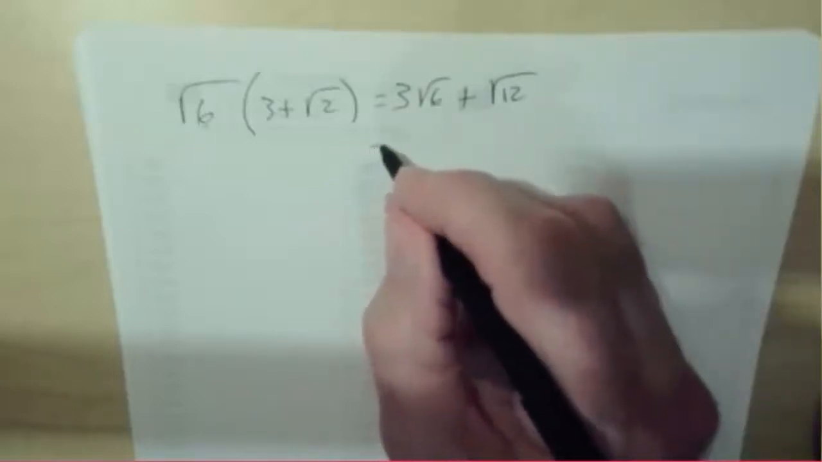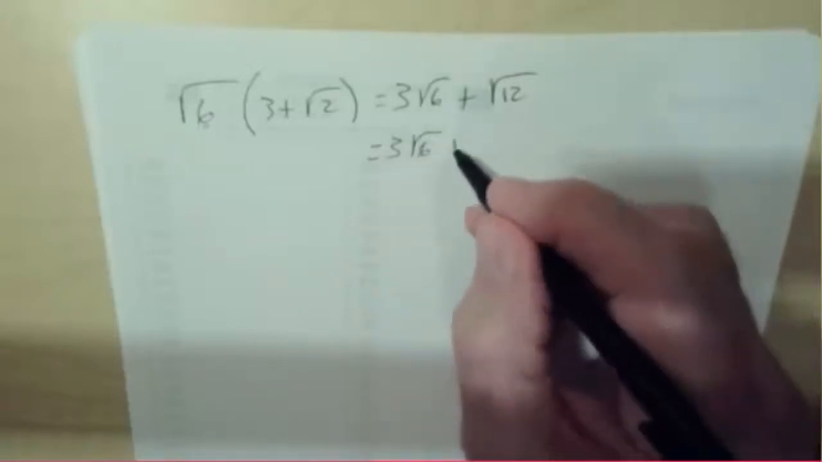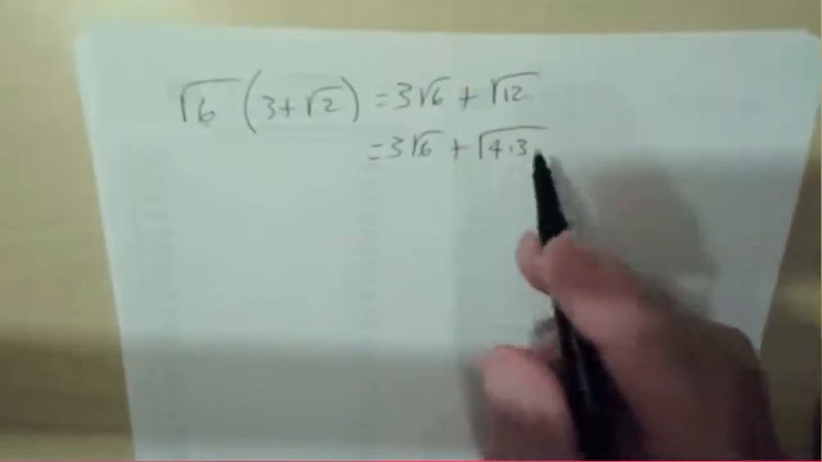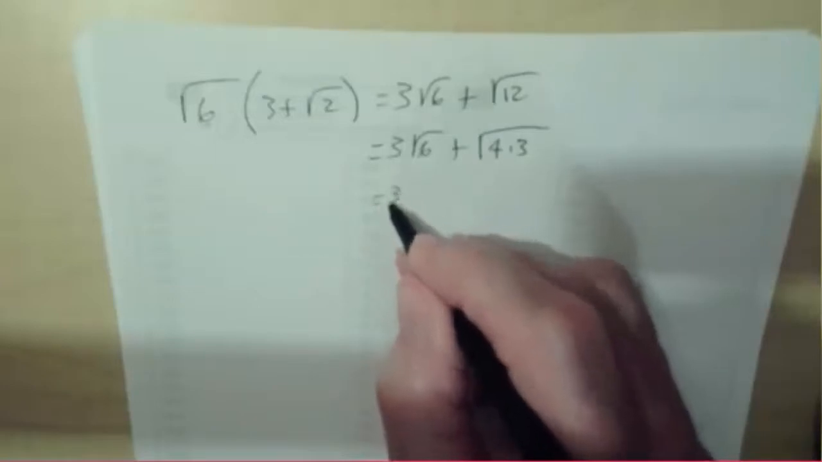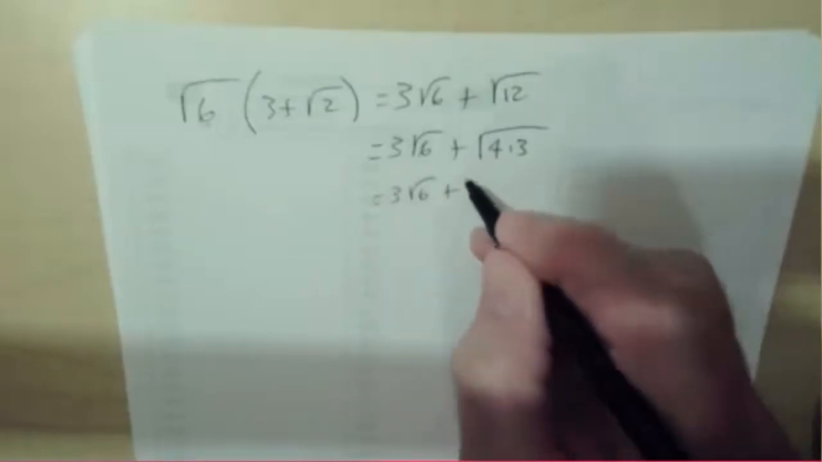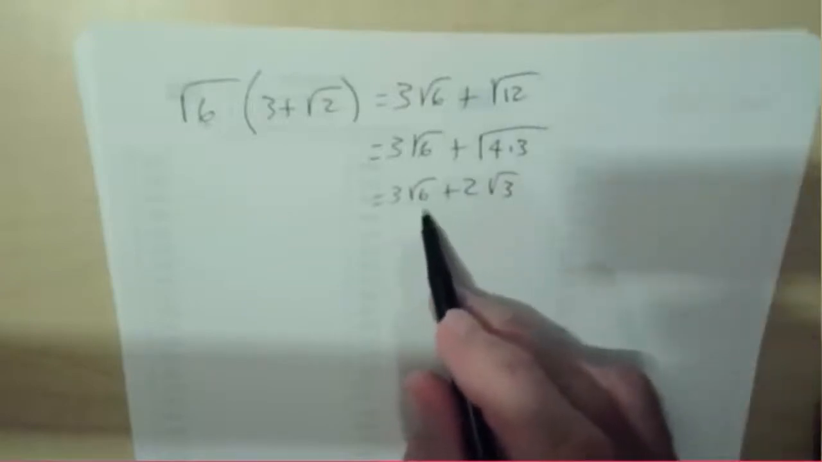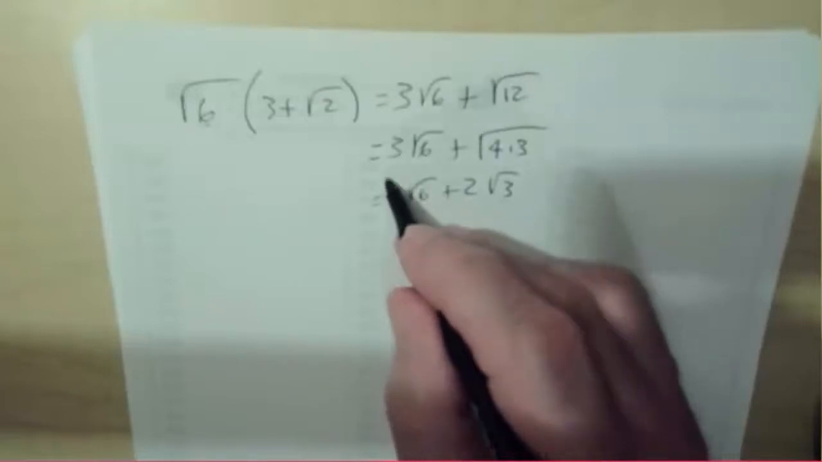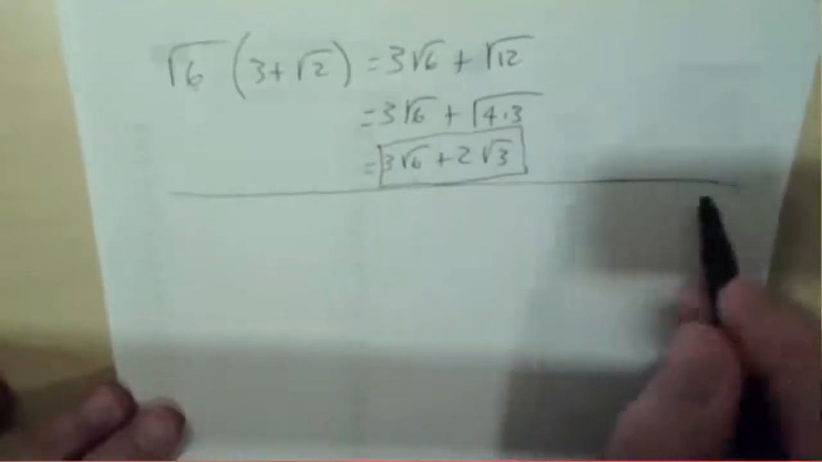3 times the square root of 6 plus 4 times the square root of 3. Right? Right. So this equals 3 square root 6 plus 2 square root 3. Is there anything we can do here? Can we combine these things? No. Can we factor the 6? No. That's all we can do. Can't do no more. Okay.